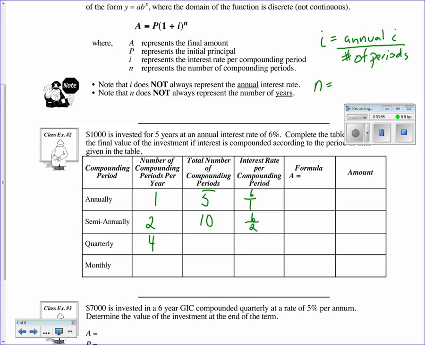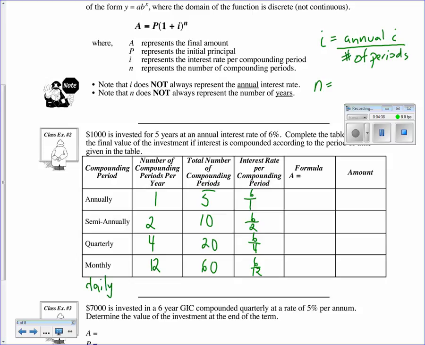Quarterly means I'm going to get interest 4 times in the year. So 4 times 5 is 20 compounding periods. My interest gets divided into 4. So 6 divided by 4. Monthly, that's 12 compounding periods per year. 12 times 5 is 60 compounding periods. My interest rate gets cut by 12. So my interest rate doesn't look so good by the time I get to compounding daily. 6 divided by 12. And it gets even worse if you add daily interest.